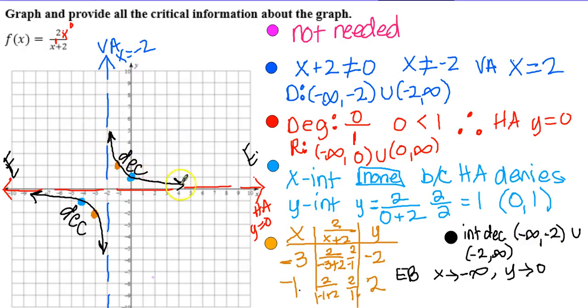Let's talk about the end behaviors on the right. So as I go to this end, as x approaches positive infinity, as I go right, what's my y getting closer and closer and closer to? It's approaching 0. It's not going to reach it because we're not allowed to cross it.